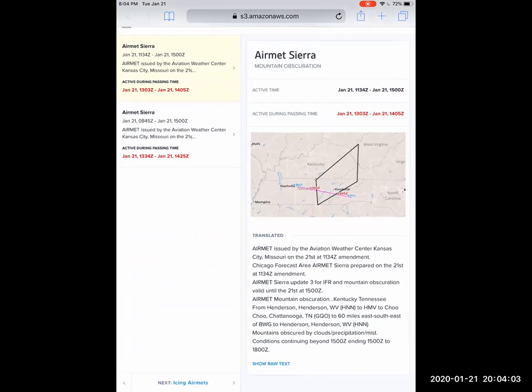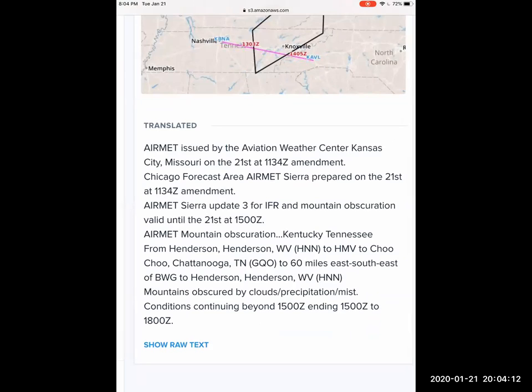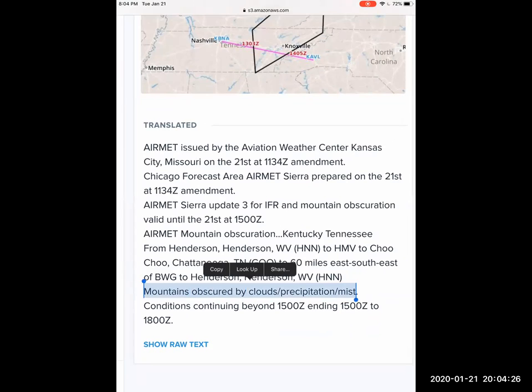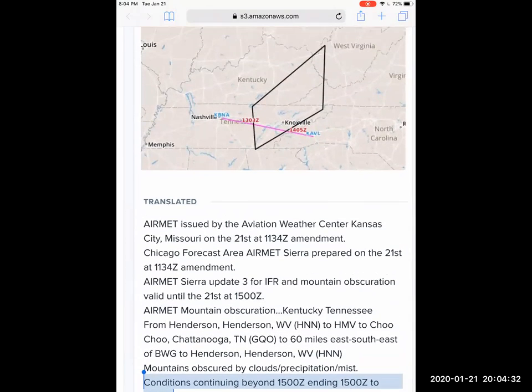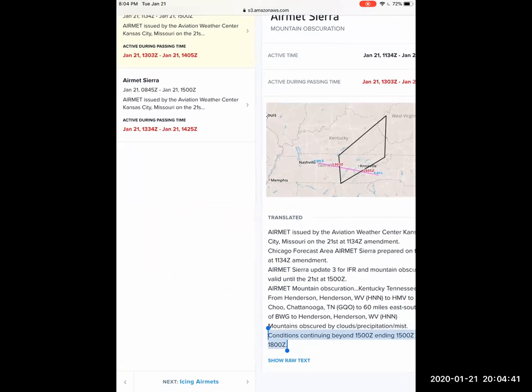We would fly through that area for basically about an hour. Once again, a red flag to start off, specifically because if we look at the particular conditions, we can see that this isn't just an AirMet Sierra for IFR conditions. It's an AirMet Sierra for mountain obscuration. So that means that, of course, the ridges along the Smokies would be obscured by IFR conditions. Specifically, they're calling for mountains obscured by clouds, precipitation and mist, and the conditions expected to continue beyond 1500 Zulu, sometime ending between 1500 Zulu and 1800 Zulu. Well, we would already be in Asheville by that time frame. So we know that if we fly at this proposed departure time, there's no doubt that we'd be dealing with those conditions.